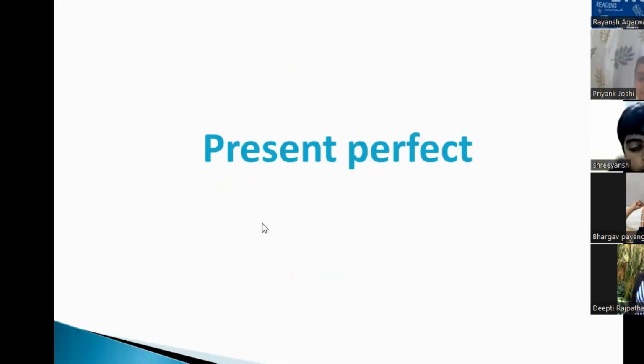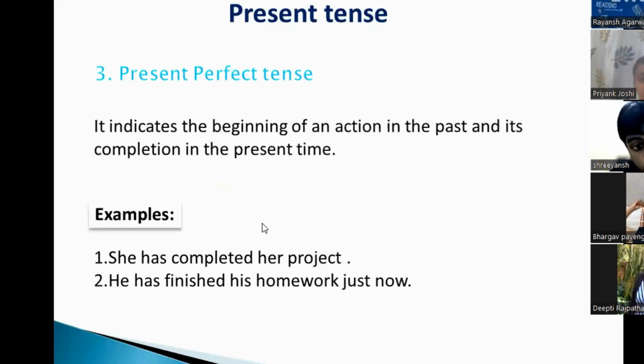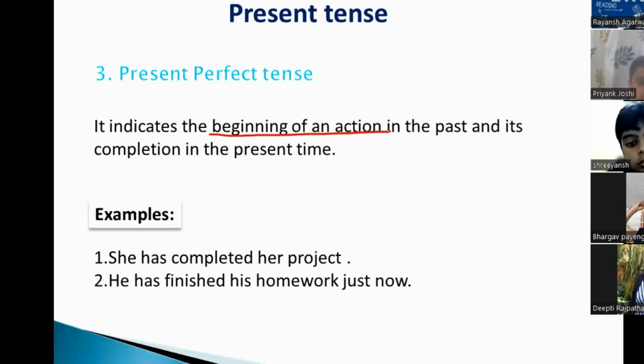Okay, so the third type is present perfect tense. Now what is this present perfect tense? What does it indicate? It indicates the beginning of an action in the past and its completion in the present time. If you have started an action some while ago in your past, and you have completed that action in your present time, then those actions are represented using present perfect tense.